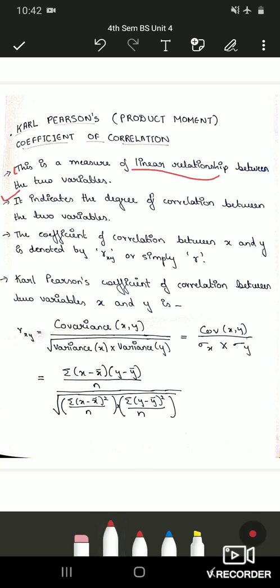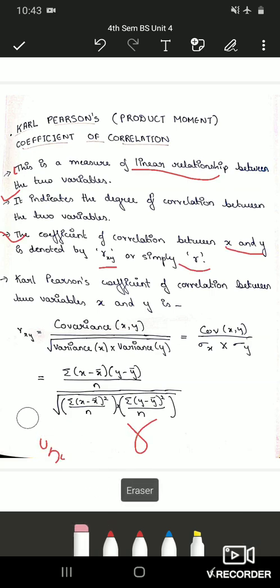It indicates the degree of correlation between the two variables. So we are interested to know to what extent the two variables have the relationship. For that we are going to use this method. The coefficient of correlation between x and y is denoted by r suffix xy, or simply you can write it as small r. So this denotes coefficient of correlation. x and y are two variables, for example, height and weight. The coefficient of correlation for the two variables height and weight can be denoted as r. You can write height and weight in short form, or you can just denote it by r.